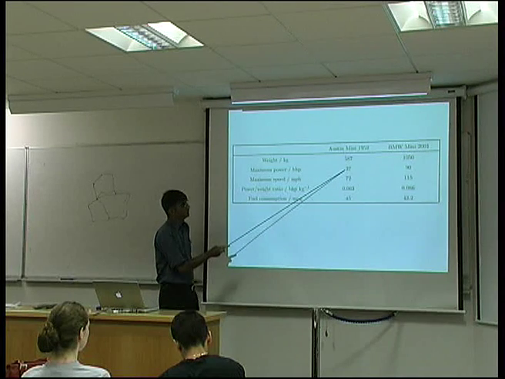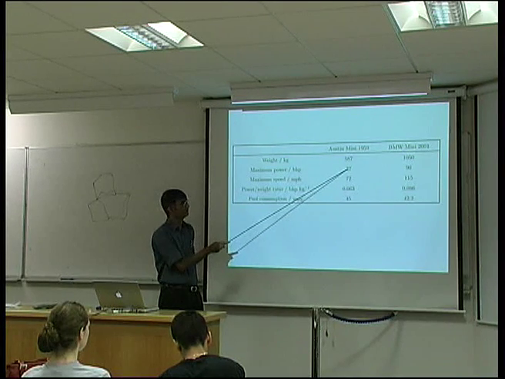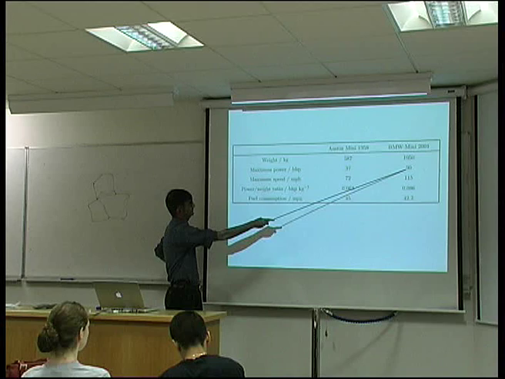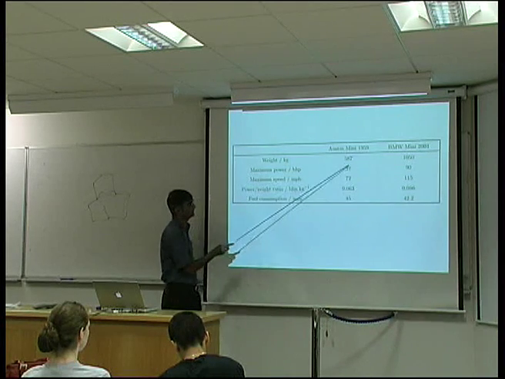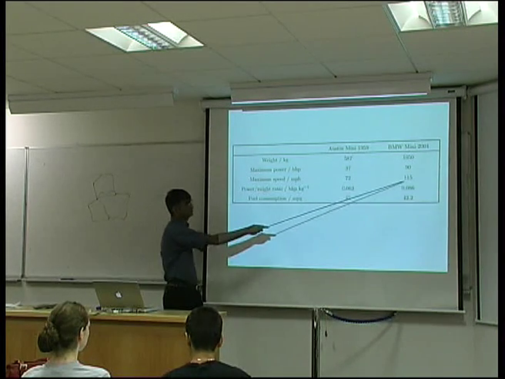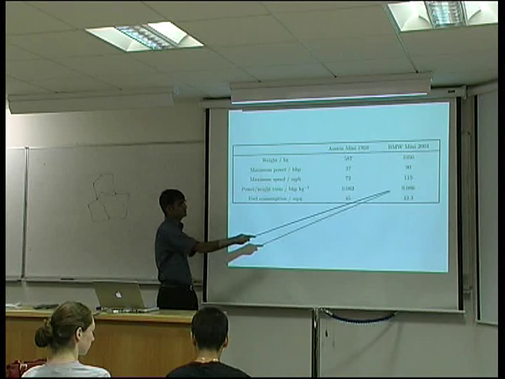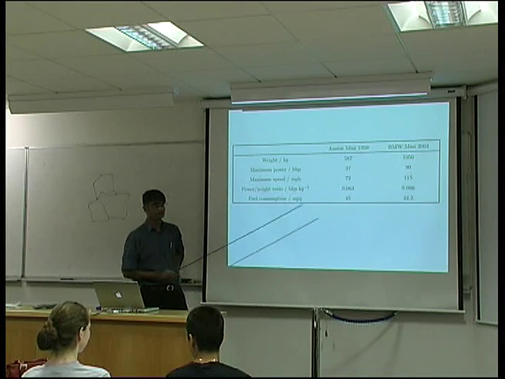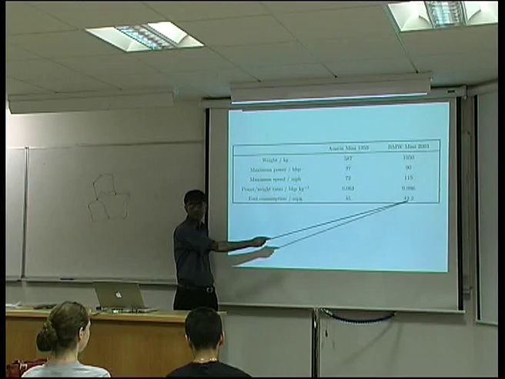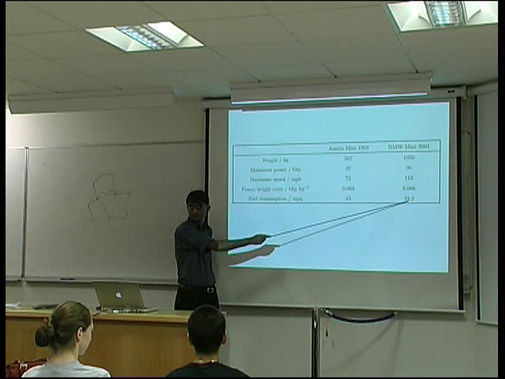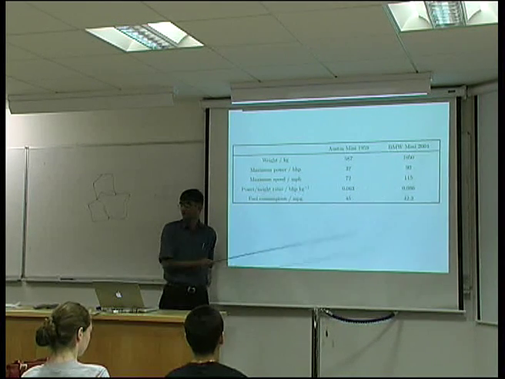Notice that the performance figures are higher for the new BMW. This has a brake horsepower of 90 compared with 37, and a much higher maximum speed, and a much higher power to weight ratio. And yet, because of improvements in technology, we have actually a lower fuel consumption.